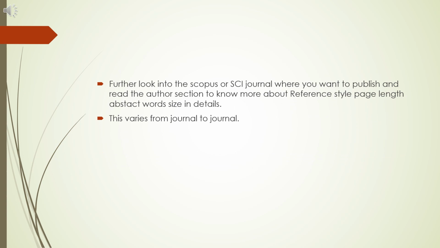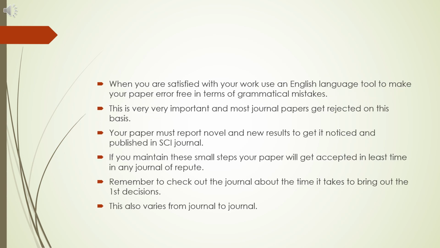Further, look into the Scopus or SCIE journal where you want to publish and read the author section to know more about reference style, page length, abstract word size and details. This varies from journal to journal. When you are satisfied with your work, use an English language tool to make your paper error-free in terms of grammatical mistakes. This is very important, and most journal papers get rejected on this basis.